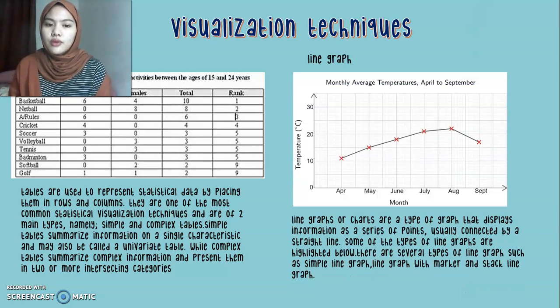And the last one is line graph. Line graphs or charts are a type of graph that displays information as a series of points, usually connected by a straight line. There are several types of line graph such as simple line graph, line graph with markers, and stacked line graph.